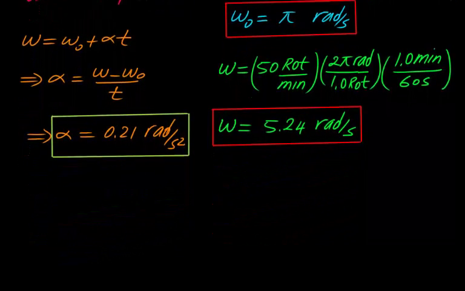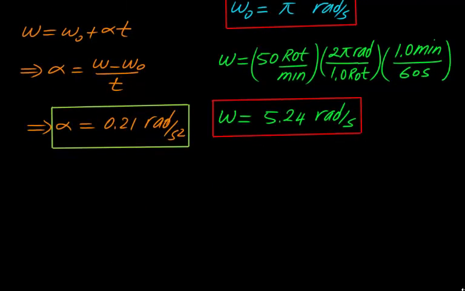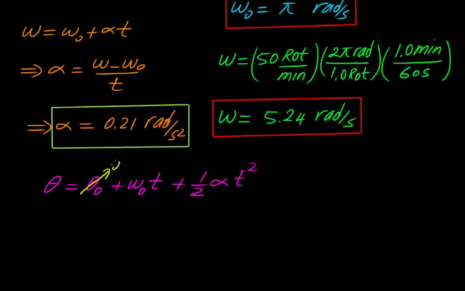Now that we have solved for the angular acceleration, any one of the remaining kinematics equations can be used to solve for the angular displacement. The angular displacement theta, according to the first equation, equals theta 0 plus the initial angular velocity times the time plus 1/2 times the angular acceleration alpha times the time t squared. Set your initial angular displacement to equal 0.